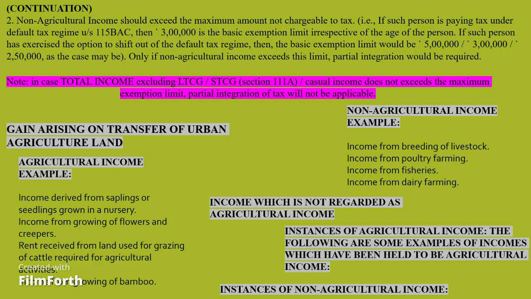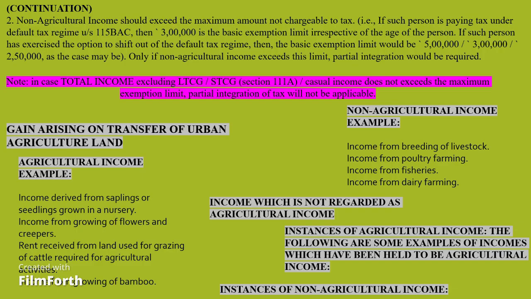It should be noted that in case total income excluding long-term capital gain, short-term capital gain under Section 111A, and casual income does not exceed the maximum exemption limit, partial integration of tax will not be applicable. For a clear understanding of this concept, I have given a sample problem in the slide, do check it out.